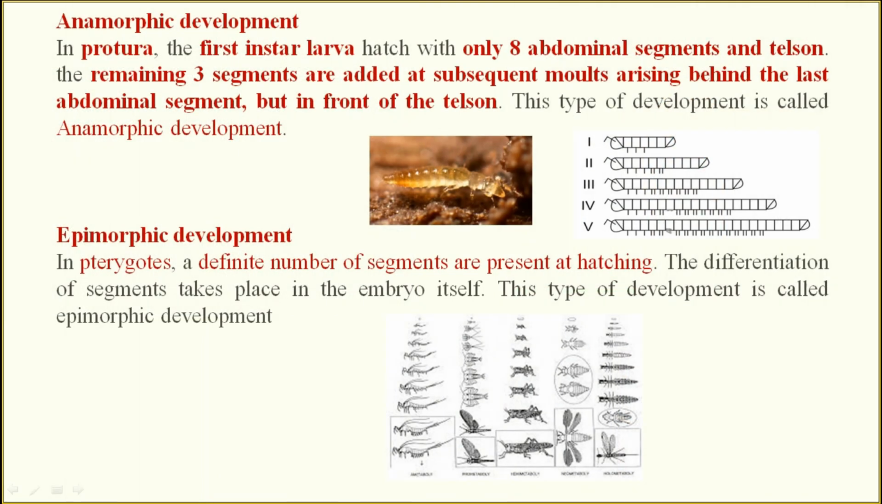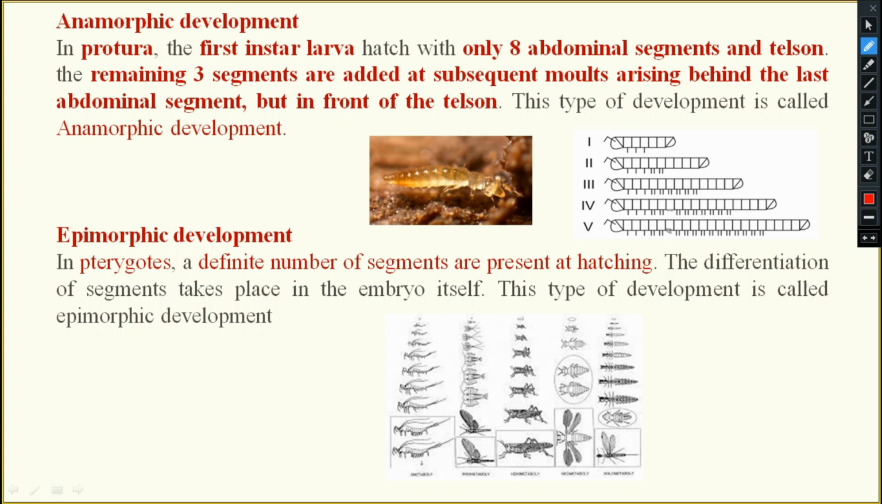Next you see the development of abdomen. It is again two types. One is anamorphic development, one is epimorphic development. Epimorphic is the normal one. That means when the egg is hatched into the larva, they possess 11 segments. Gradually their size will increase. That is what epimorphic development is.